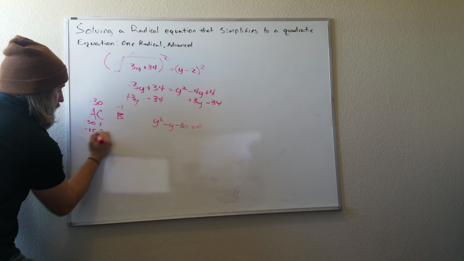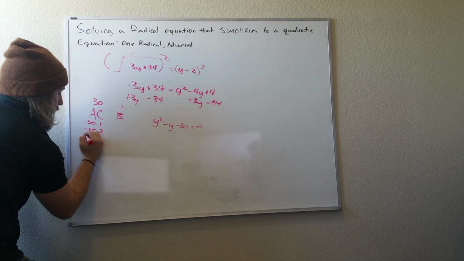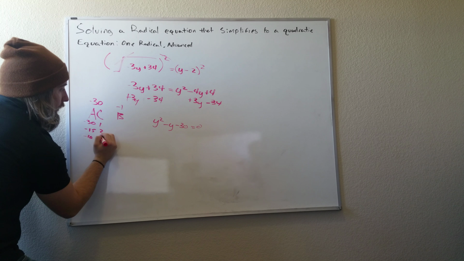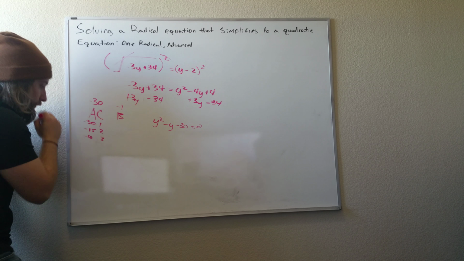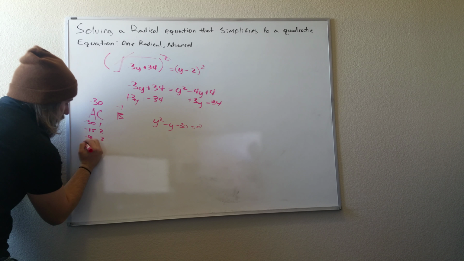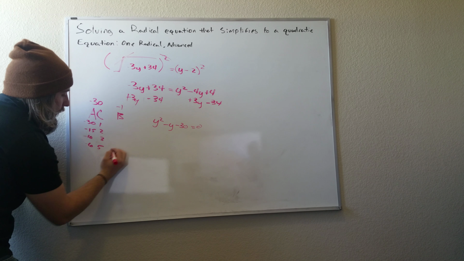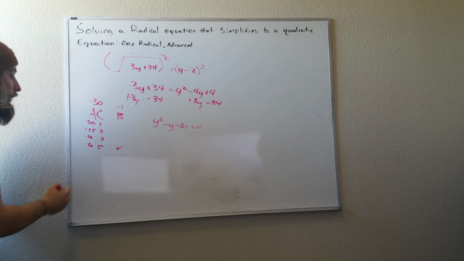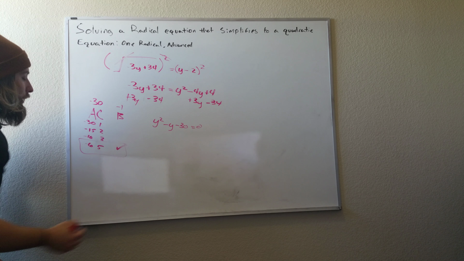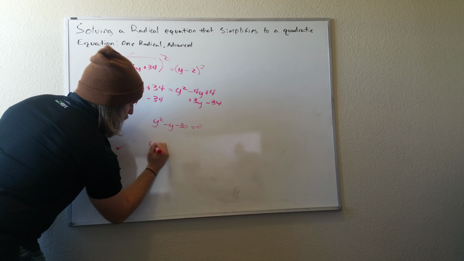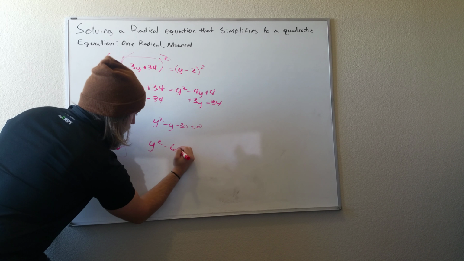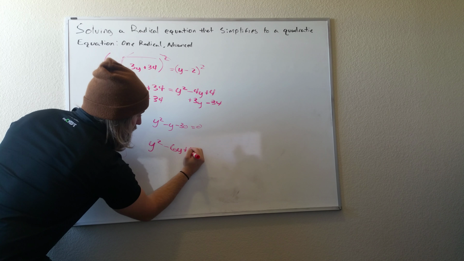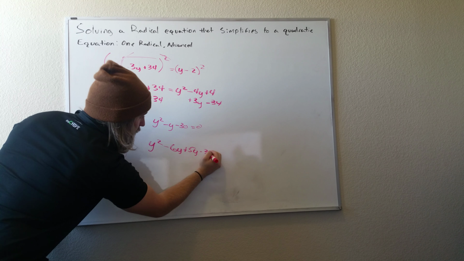we got negative 15 and 2, negative 10 and 3, we also got negative 6 and 5. And this one will be the only one that adds up to negative 1. So now we can break up that middle term. We get y squared minus 6y plus 5y minus 30.